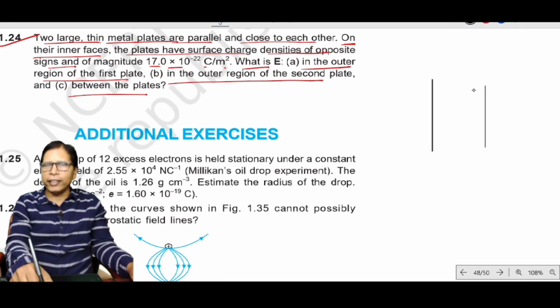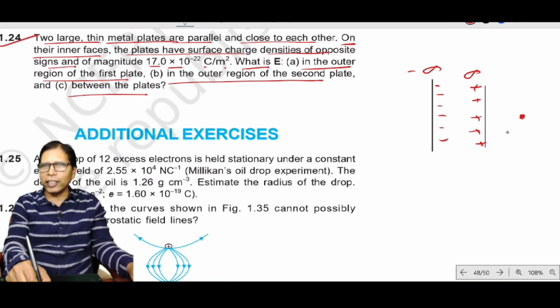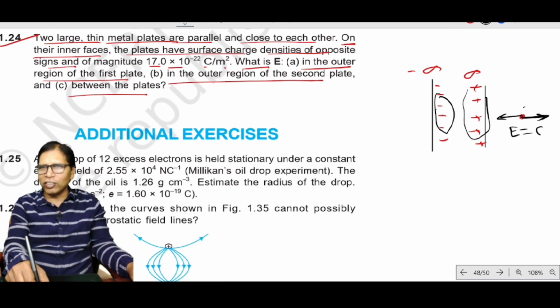Look at this, here the surface density of charge is positive, sigma. Here the surface density of charge is negative, minus sigma. Now we have to calculate the intensity at this point. Due to these positive charges, the intensity is directed along this direction, and due to these negative charges, the intensity is directed in this direction. So the net intensity is equal to 0. In the same way, the intensity at this point due to these negative charges is directed along this direction, and due to these positive charges along this direction, so here E is also 0.